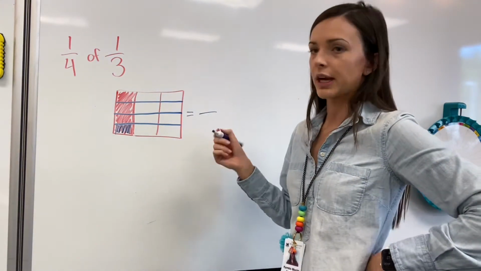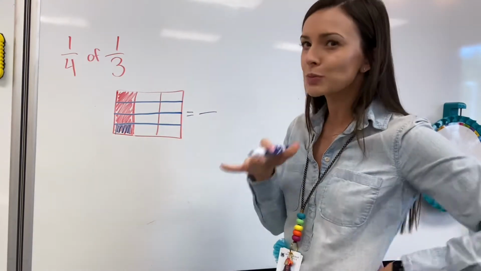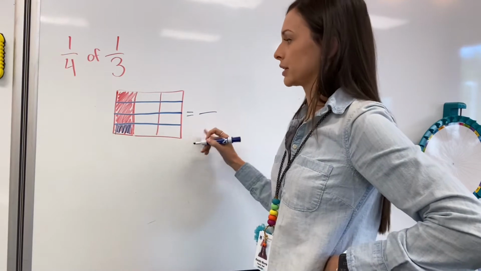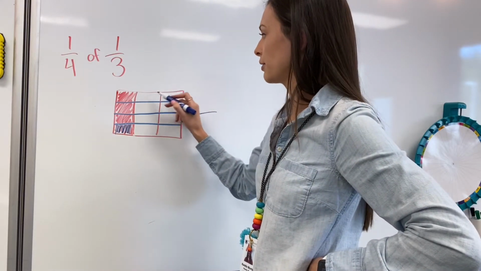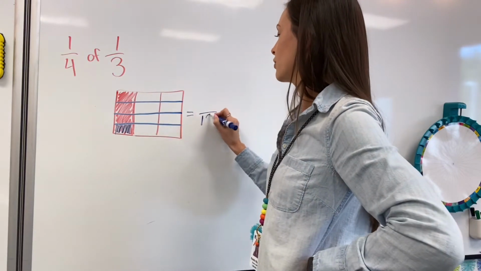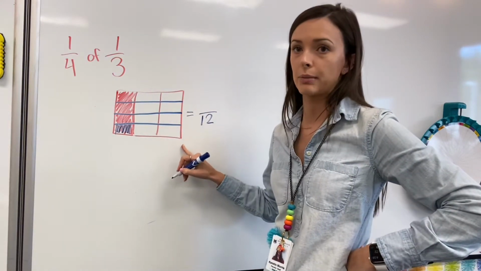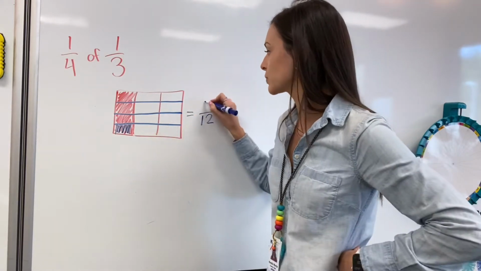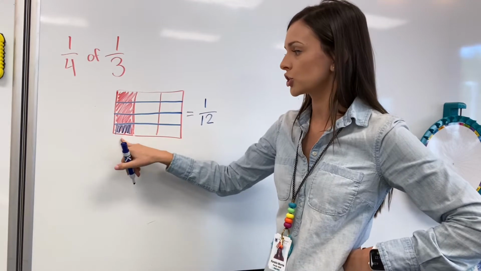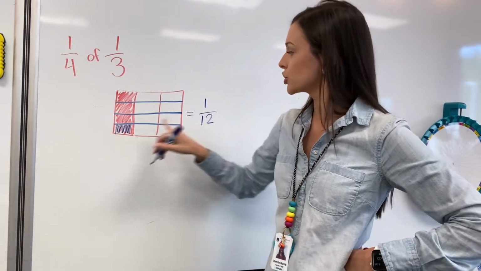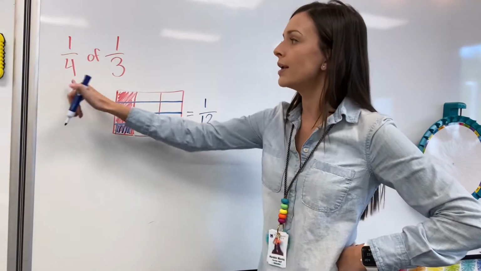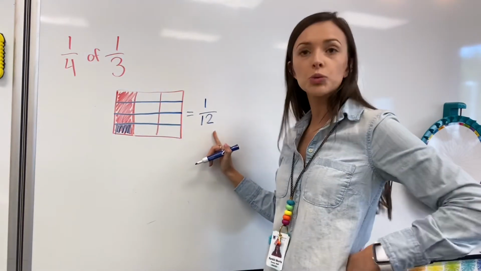So let's find out together. We should know this, but let's just make sure. So our denominator, let's find out what our denominator is first. 1, 2, 3, 4, 5, 6, 7, 8, 9, 10, 11, 12. So there are 12 possible pieces in this area model. The purple only has one shaded. So the purple shaded part shows 1/12 of the entire model. So 1/4 of 1/3 equals 1/12.